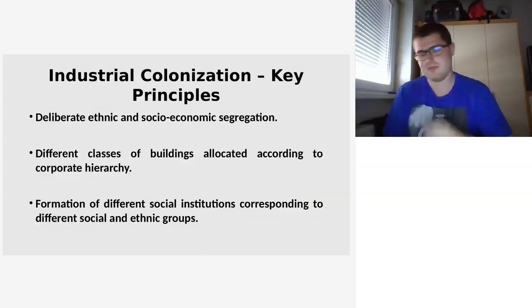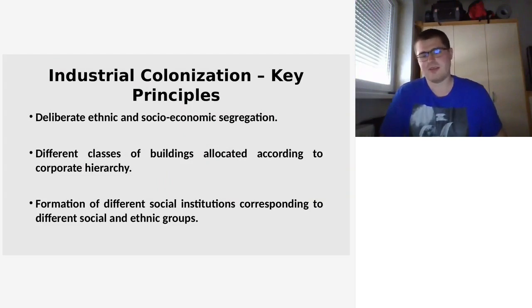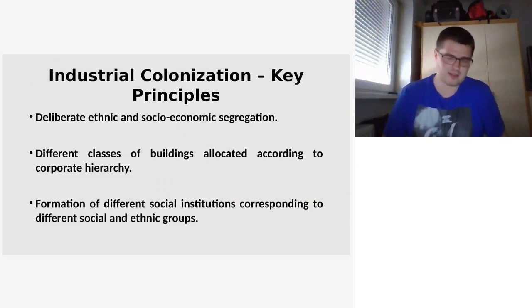noted for industrial colonization. First of them is deliberate ethnic and socioeconomic segregation. Russia checks both accounts. Different classes of buildings are allocated according to corporate hierarchy, or in our case, even combining corporate and national hierarchy. Russia, again, ticks all the boxes. Formation of different social institutions corresponding to different social and ethnic groups.